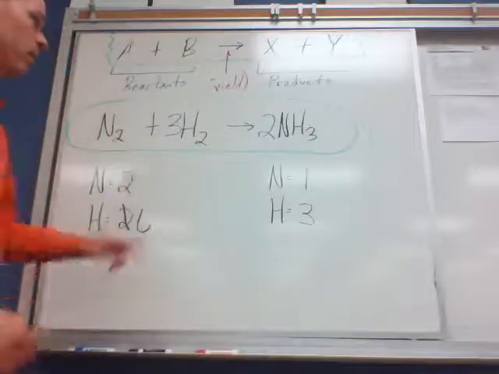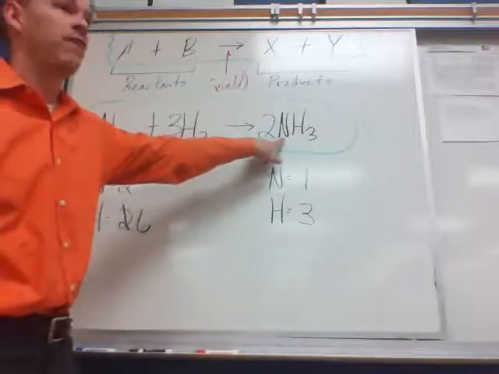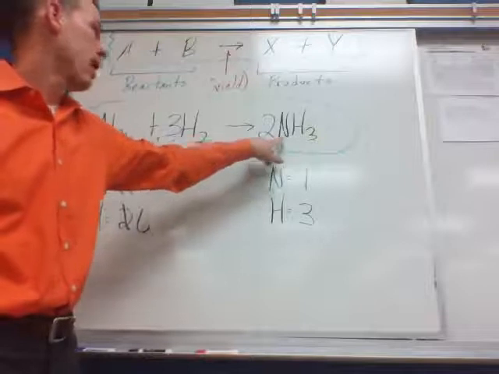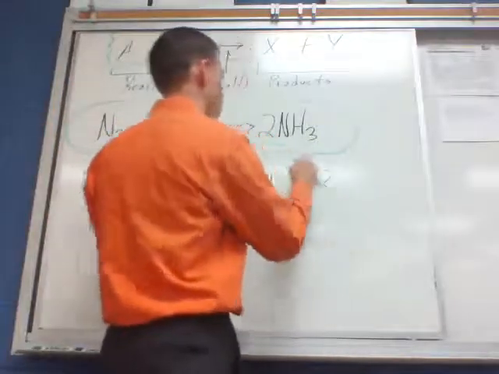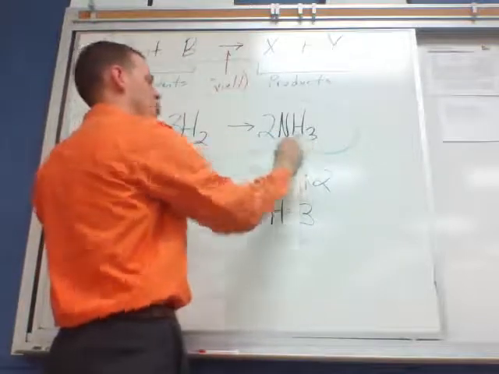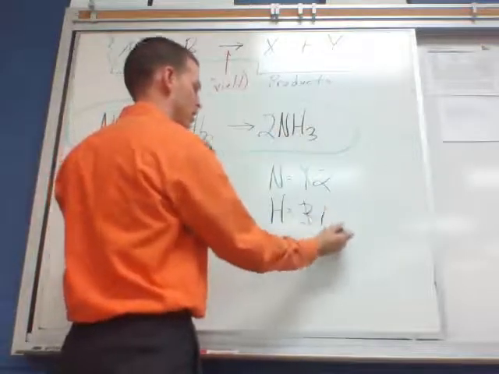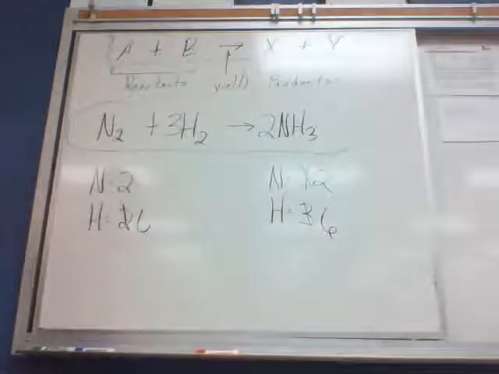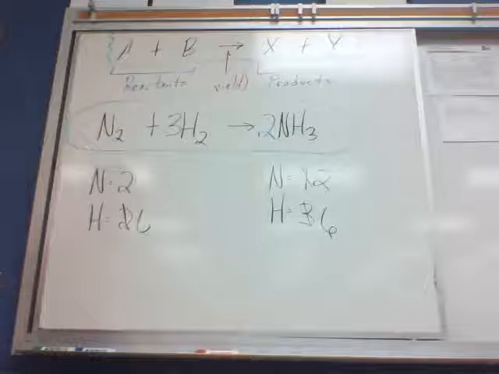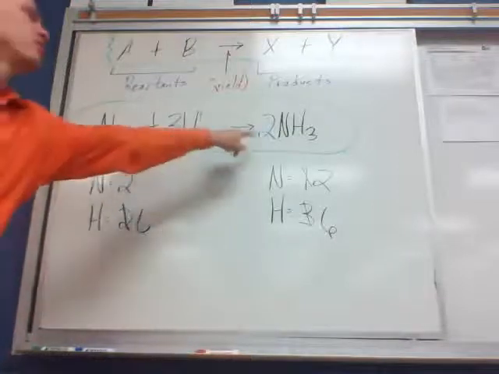Now let's update our list. The 2 is going to affect nitrogen. 2 times 1 nitrogen is 2 nitrogens. 2 times 3 hydrogens is 6. Are we done? We are. We're balanced. What is the mole ratio of my balanced equation? 1 to 3 to 2.